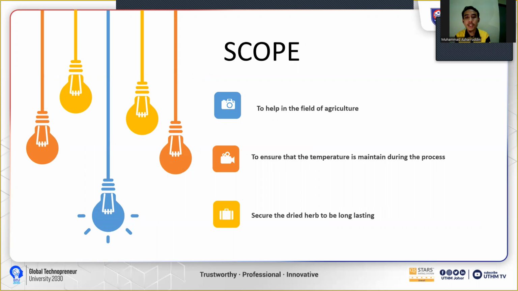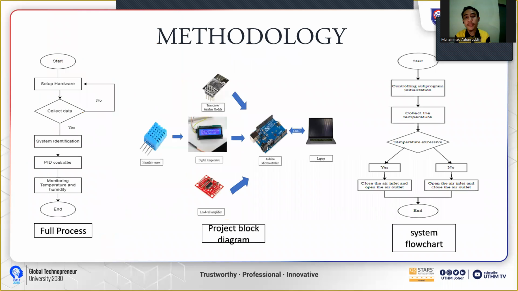Okay, for the scope of the project, number one is to help in the field of agriculture. Second is to ensure that the temperature is maintained during the process. And the third is to secure the dried herb to be long lasting. For example, dried herb can last 1 to 3 years, so we need to secure the good quality dried herb for more than 3 years or so on.